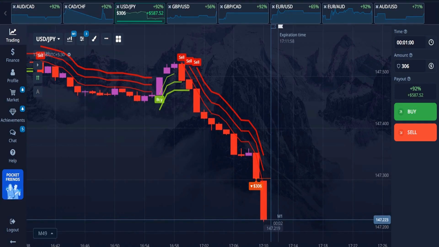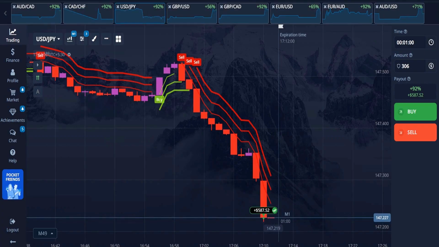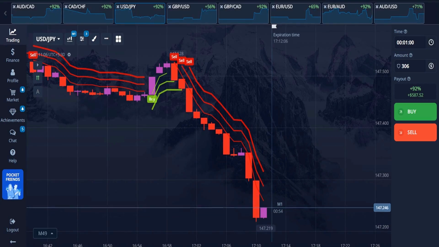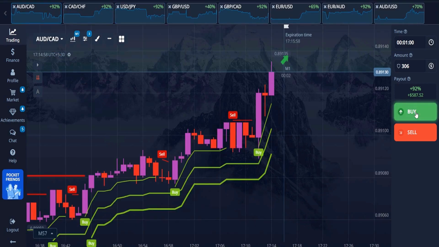And just look at the result. The price continued falling beautifully, and we won this trade with clear confirmation and zero confusion. This is the power of combining price action with triple Supertrend confirmation. It helps you avoid false signals and take only high probability trades.